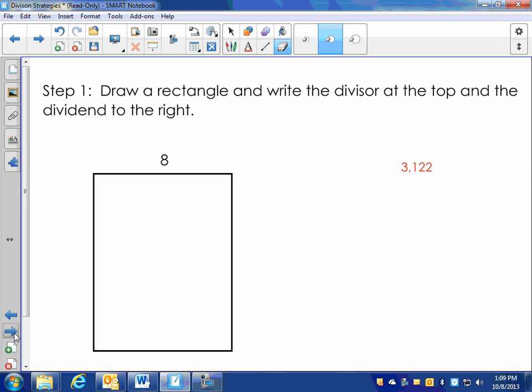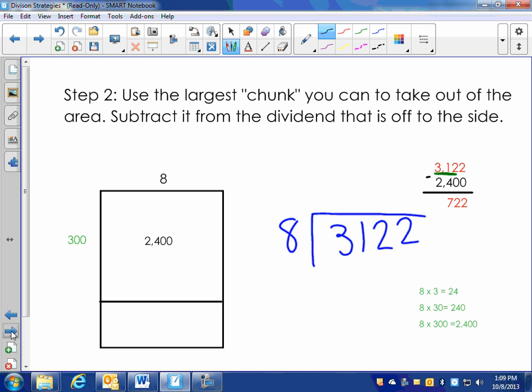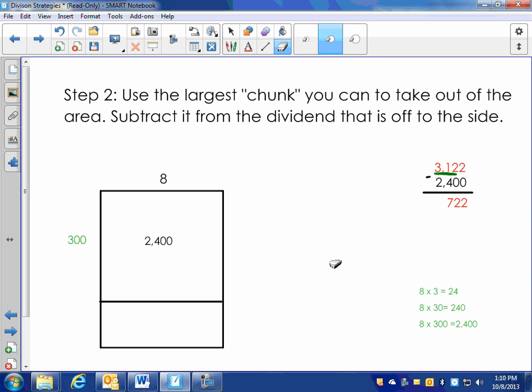So step 1 of the area model is to draw a rectangle and write the divisor at the top and the dividend to the right. Step 2, I'm going to erase this for right now. Step 2 is to use the largest chunk that you can take out of the area and subtract it from the dividend that's off to the right.